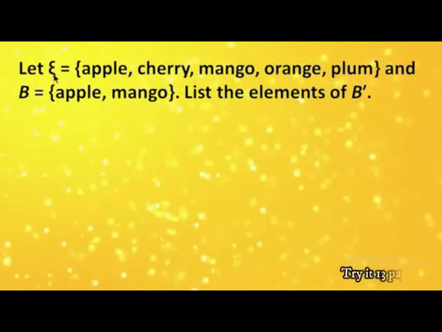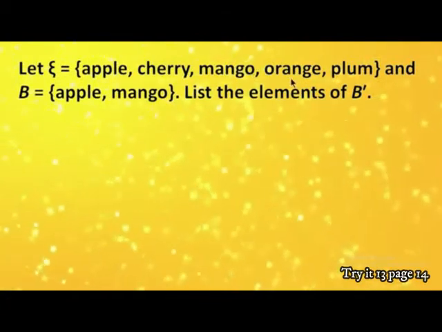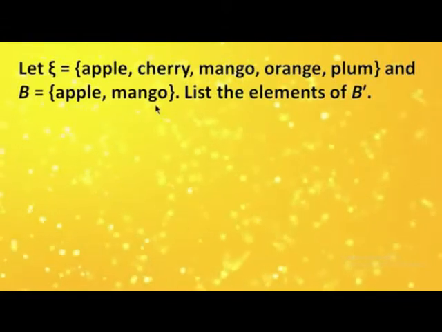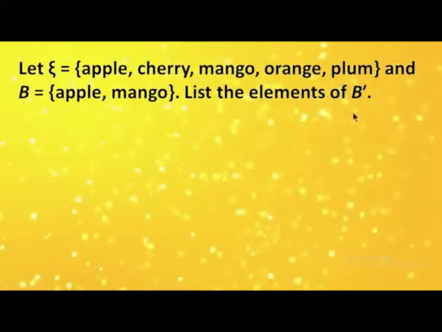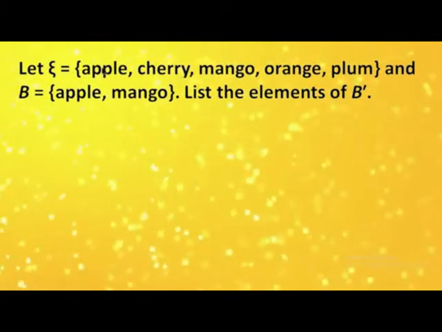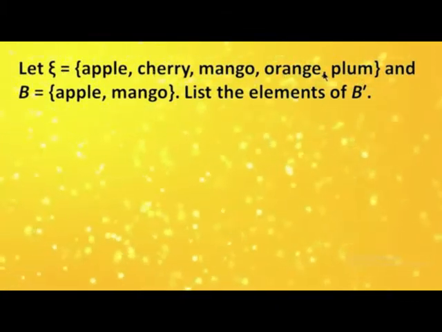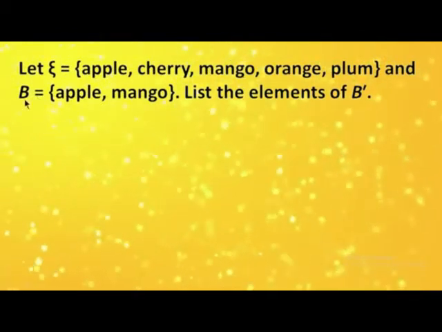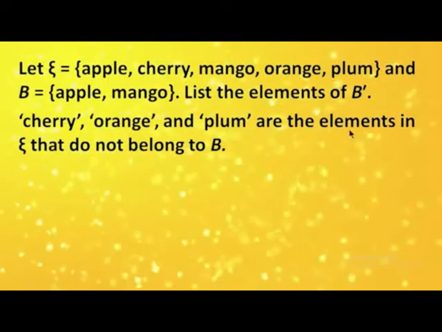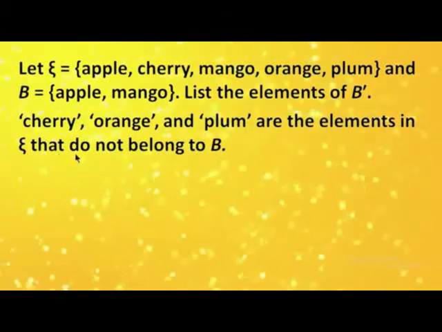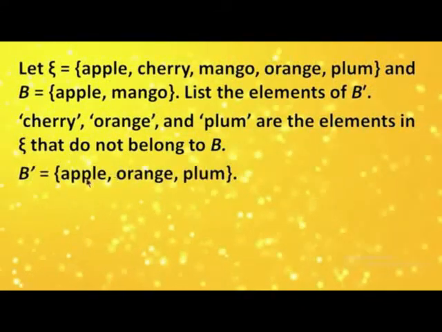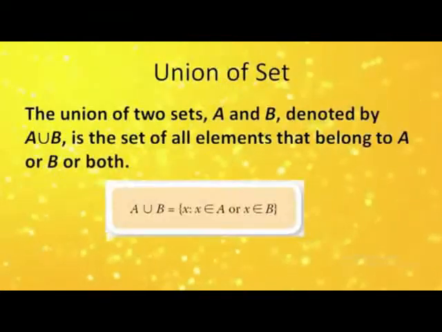Let the universal set be apple, cherry, mango, orange, plum, and set B be apple, mango. List the elements of B complement. Remember, the elements of B complement are the elements of the universal set that do not belong to set B. So cherry, orange, and plum are the elements in the universal set that do not belong to B. So the elements of B complement are cherry, orange, and plum.